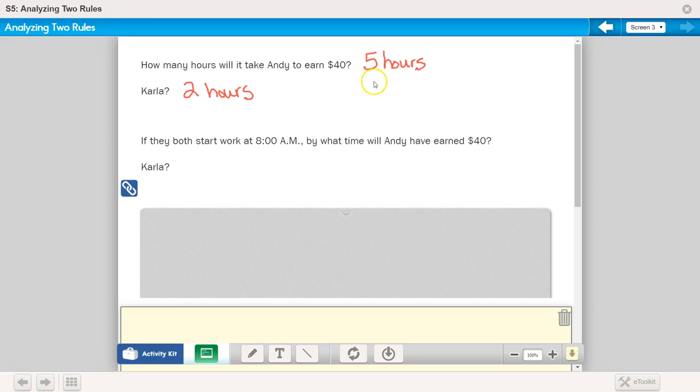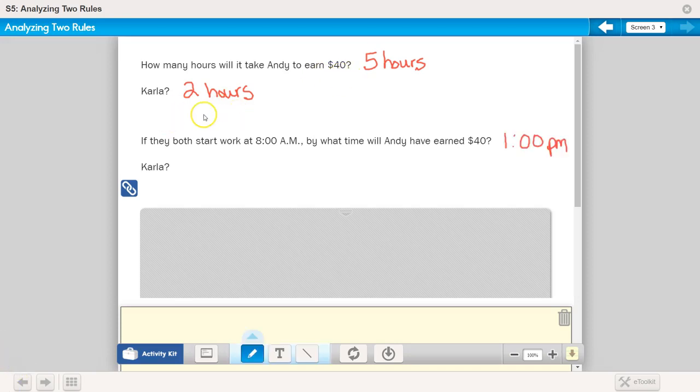Using the information from above, I know that it's going to take Andy 5 hours to earn $40. So if he started at 8 a.m., and if I counted forward on the clock 5 hours, so 9 o'clock, 10 o'clock, 11 o'clock, 12 o'clock, 1 o'clock. 1 o'clock is 5 hours from 8 a.m., and that is when he will earn the $40.